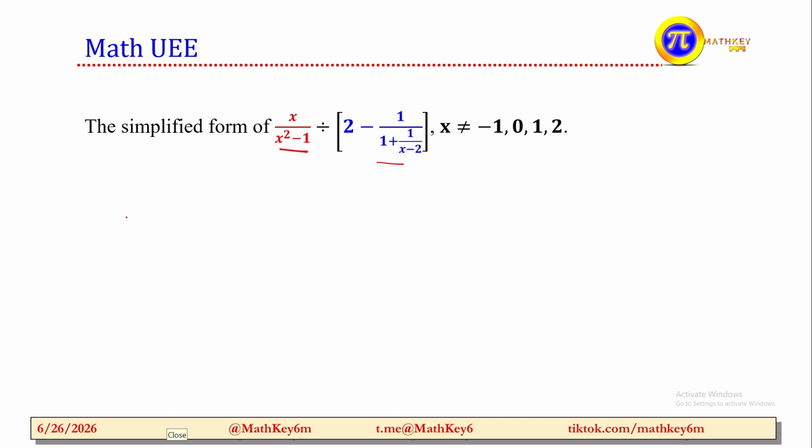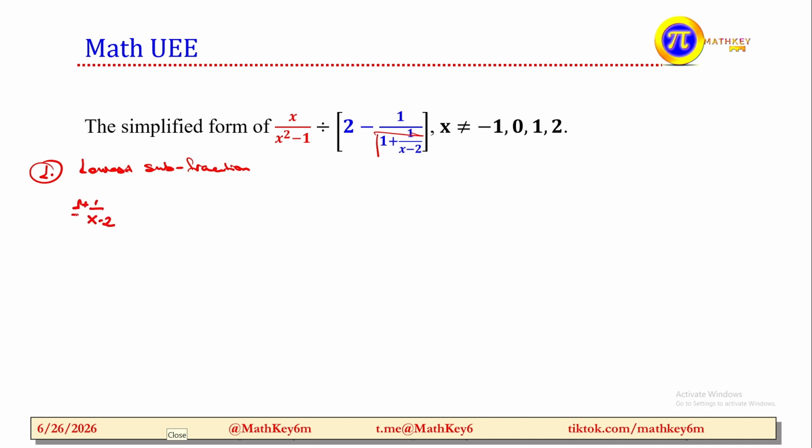Using step-by-step procedures. The first step is to simplify the lowest subfraction of the denominator first. What is that? It is this one: 1 plus 1 over x minus 2. This means 1 plus 1 over x minus 2.